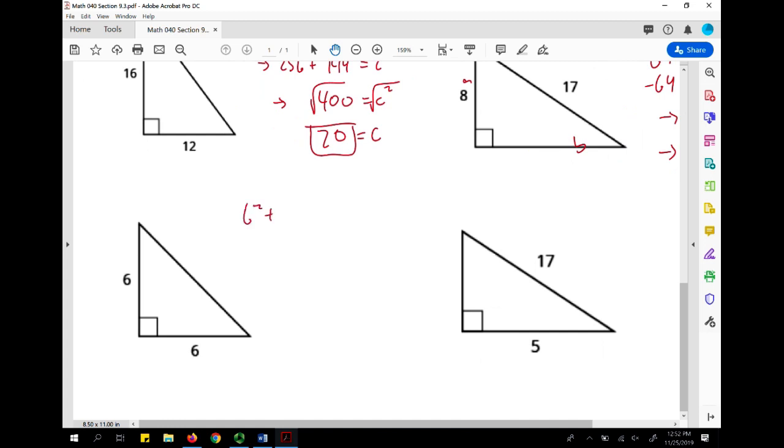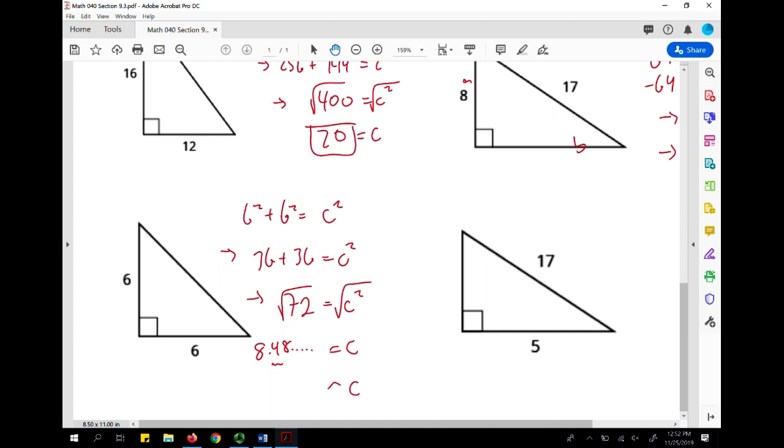So this one we have side squared, we're missing the hypotenuse. 6 squared and 6 squared, so that's 36 plus 36. And then those add up to 72. But when you go to take the square root, 72 doesn't have a nice square root. So if you plug that in your calculator, what do you get if you do root 72? Like 8.48 dot dot dot. So if you're going to round that to the nearest tenth, what would that be? 8.5.